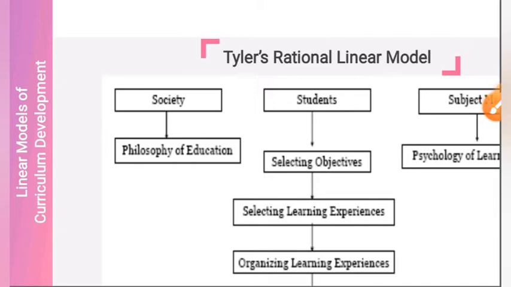This time, I will give you just an overview of the different models of curriculum. First, we have Tyler's rational linear model. This presents a process of curriculum development that follows a sequential pattern starting from selecting objectives, selecting learning experiences, organizing learning experiences, and evaluation.